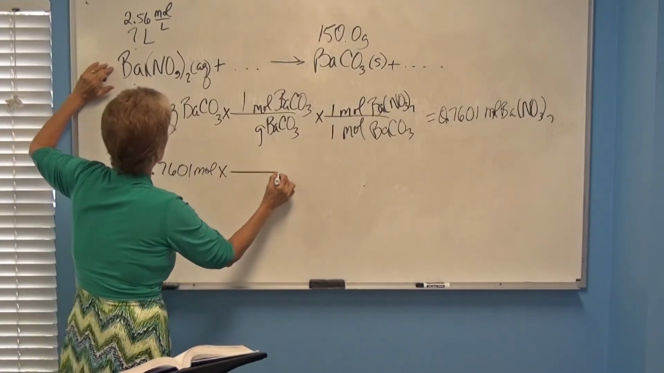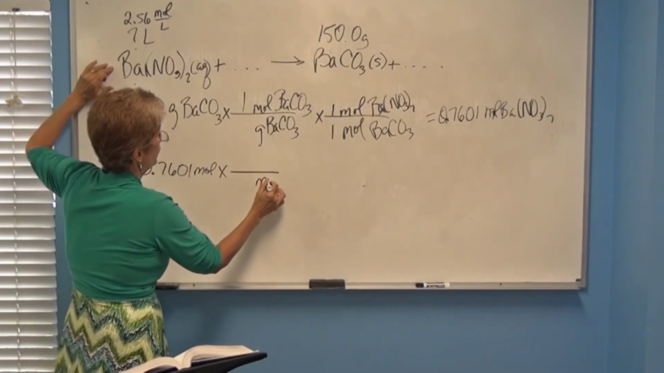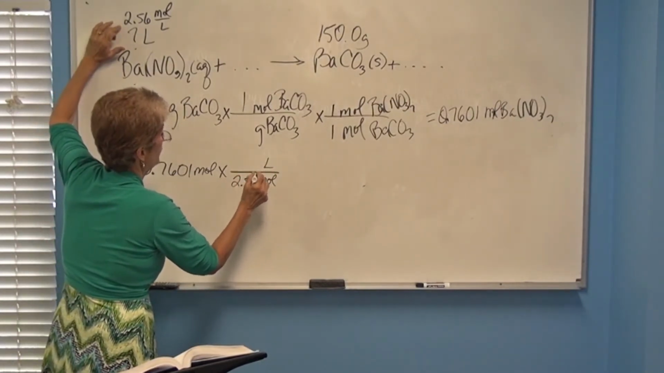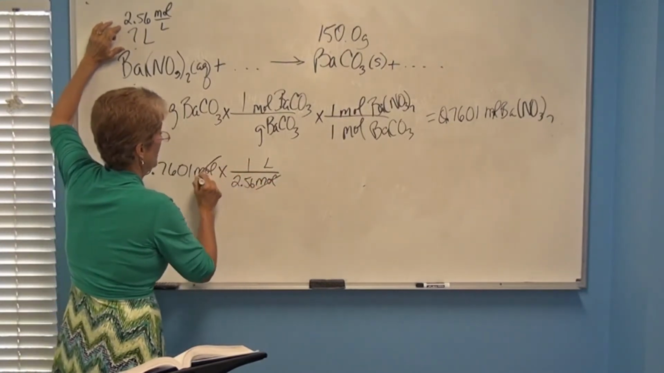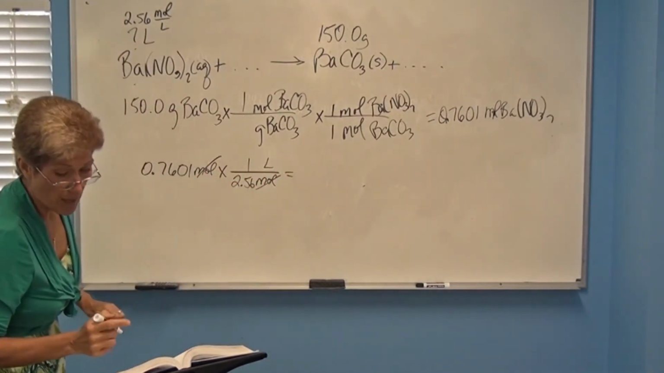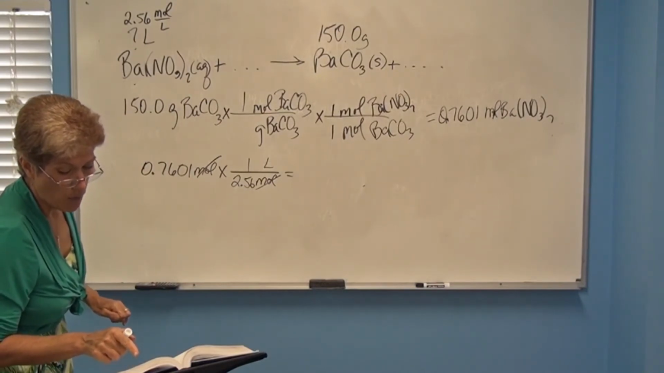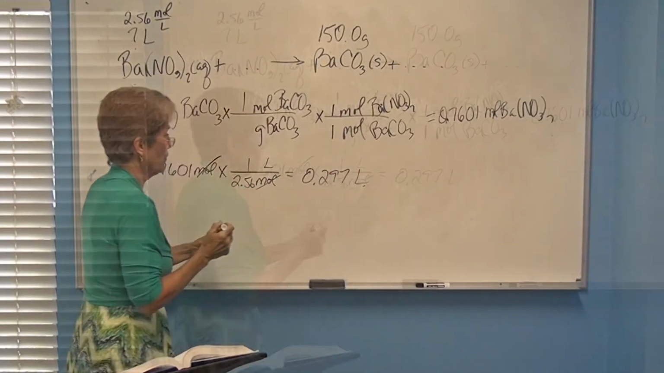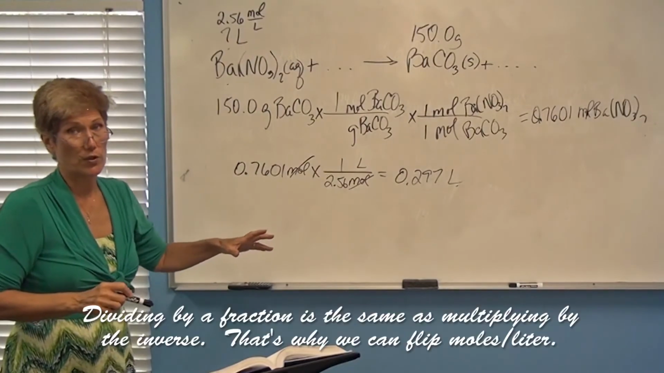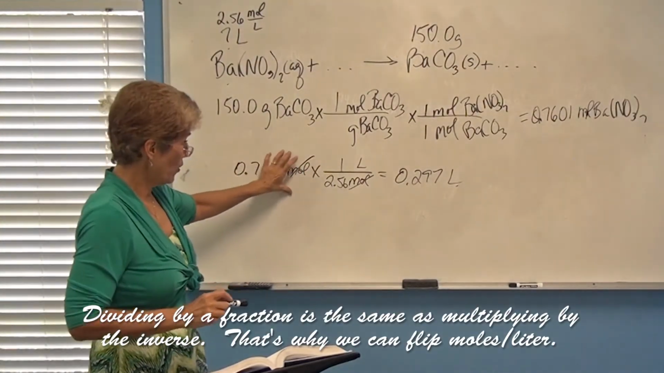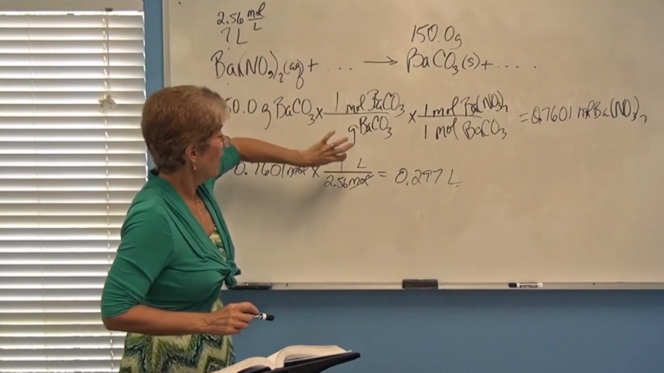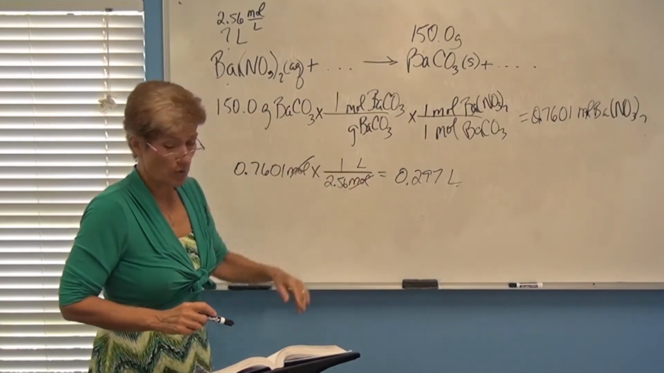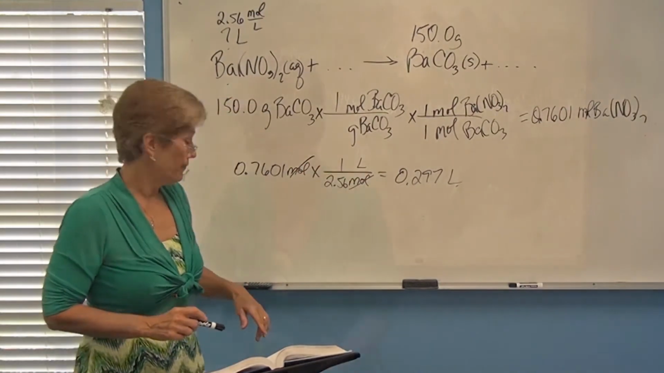times line. We want to get rid of moles, and we want to get to liters, don't we? So I'm going to flip this. There's my moles per liter. I've flipped it, and that way it cancels, and I will be left with the amount of liters, which in this case is 0.297 liters. Now, he shows you in the text why this works. When you get to this part, this is your moles per liter. I have just flipped it, and then the moles cancel, and you're left with the amount of liters of this that you needed.